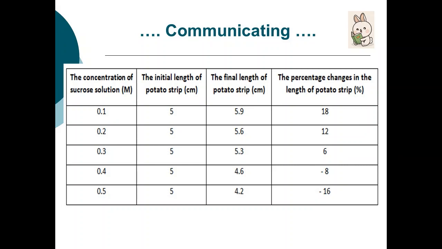So the data: 0.1 M, the initial length 5 cm, the final length 5.9 cm. All these are recorded accordingly. And for the last column, we need some simple calculation to get the answer. So for the first reading, the percentage change in the length of potato strip is 18%. And for the last one, 0.5 M, the percentage change in the length of the potato strip is negative 16%.